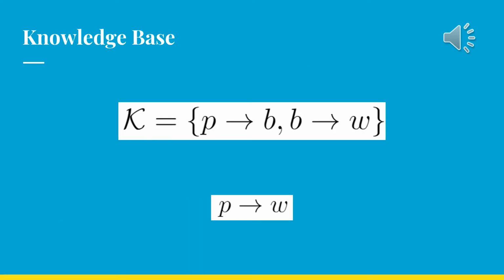A knowledge base is a set of formulas. We can infer new information from a knowledge base which is not explicitly stated in the knowledge base. For example, if we have a knowledge base that consists of 2 formulas, P implies B, meaning penguins are birds, and B implies W, meaning birds have wings, then from this knowledge base, we can conclude that penguins have wings. This form of reasoning, which allows us to infer new information from our knowledge base, is known as classical reasoning.